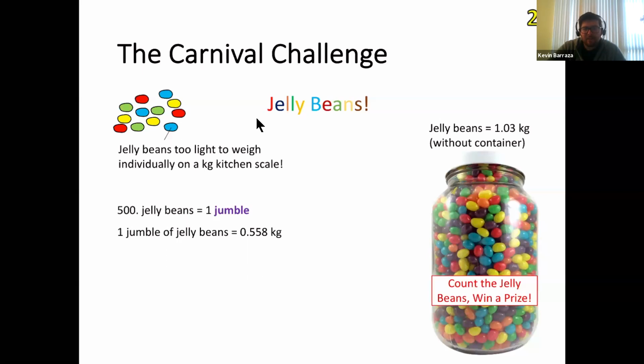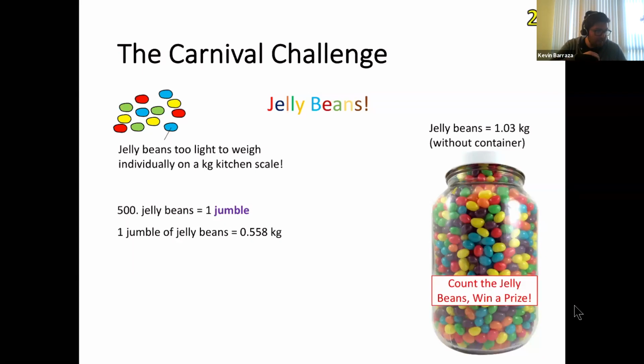So one jelly bean is too light, so I use a big group of jelly beans, and I just say a group of jelly beans is a jumble. So we have this information, and now I have the numbers that I need. Let's put them together to figure out approximately, because maybe this isn't too accurate with the kind of numbers I'm using, how many jelly beans are going to be in this jar. The jelly beans in this case weigh 1.03 kilograms. I have 500 jelly beans in a jumble, and one jumble is 0.558 kilograms.